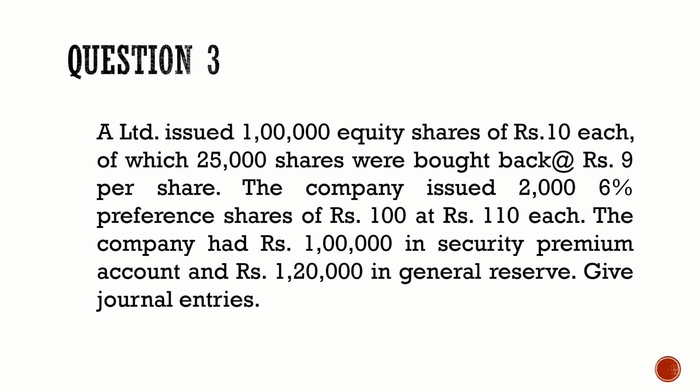Let's see the question. A Limited issued 1 lakh equity shares of rupees 10 each, of which 25,000 shares were bought back at rupees 9 per share. So face value was rupees 10, but buyback is done at rupees 9. That means 1 rupee is discount. So this buyback is happening at discount.